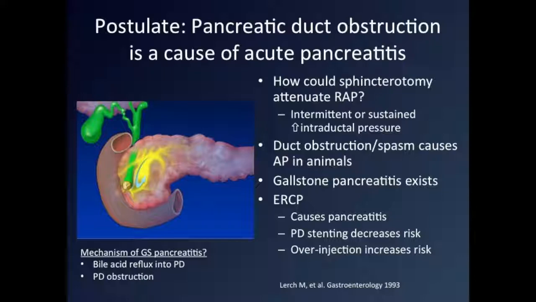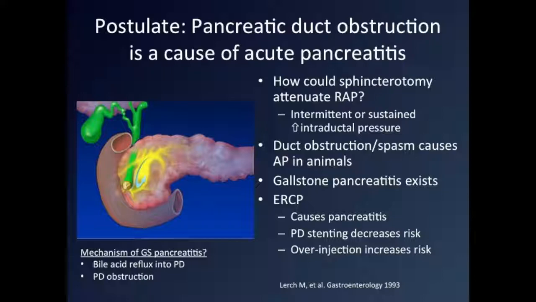So, can pancreatic duct obstruction cause acute pancreatitis? And if so, how could sphincterotomy attenuate recurrent acute pancreatitis? There's a very compelling physiologic background to this, and that is that intermittent or sustained elevation in the pressures within the pancreatic duct will cause acute pancreatitis. Duct obstruction or spasm will cause acute pancreatitis in animals, and in fact, many animal models of pancreatitis include basically causing this to trigger an episode of acute pancreatitis. Gallstone pancreatitis, I think we can all agree on that, exists, and that exists primarily through transient obstruction of the pancreatic duct.